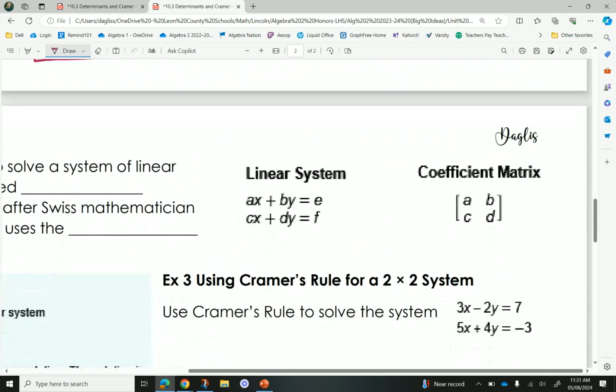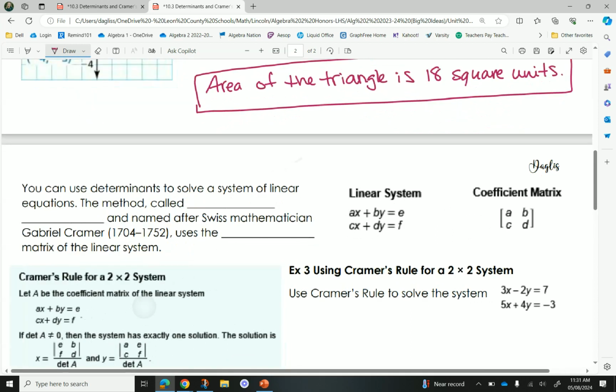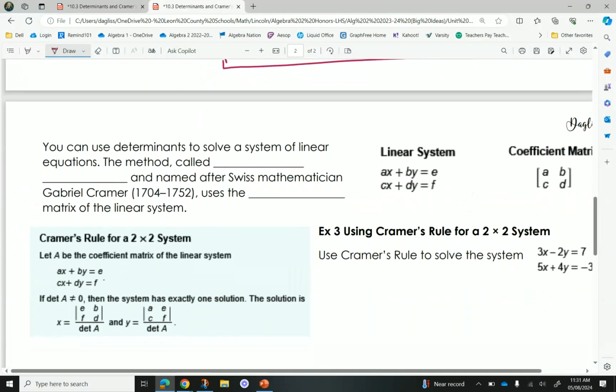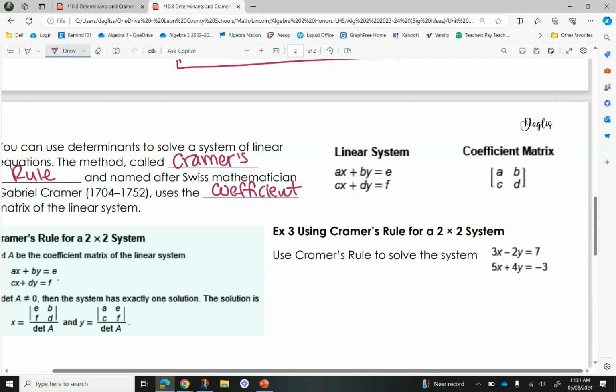All right. So, to solve, there's a couple of methods. The method we're doing today, using our determinants to solve a system of linear equations, is called Cramer's rule. It is named after a Swiss mathematician, Gabriel Cramer, and it uses the coefficient matrix. So we have a 2x2 and we have a 3x3.